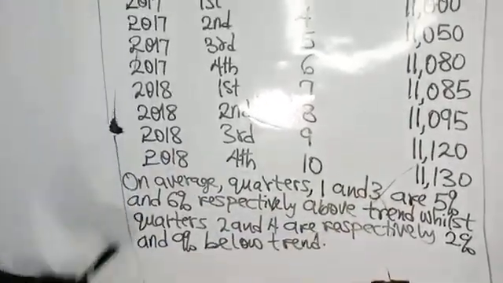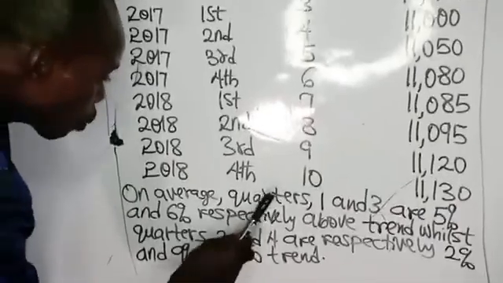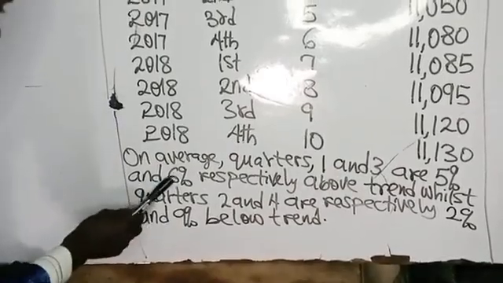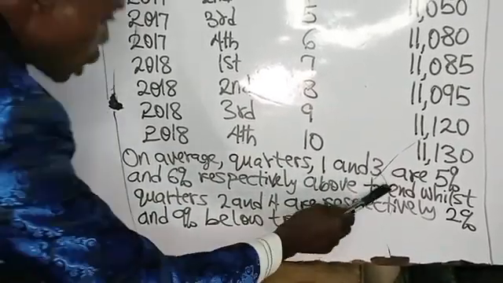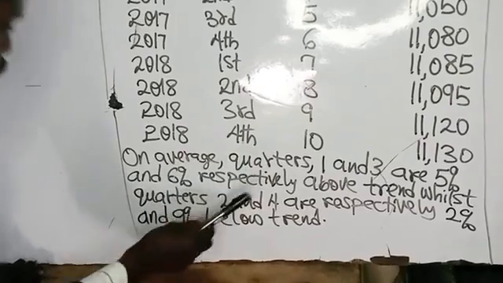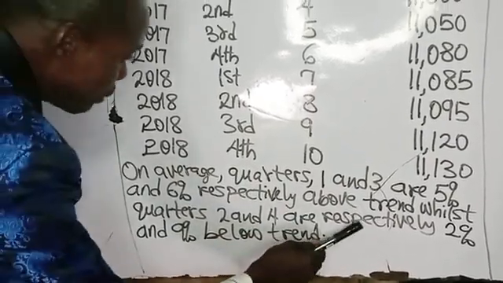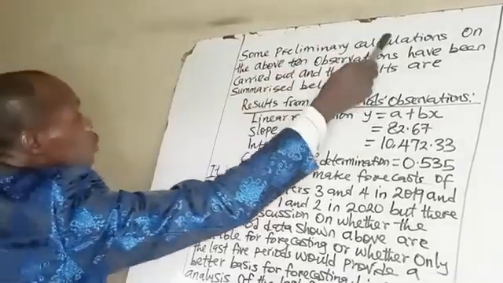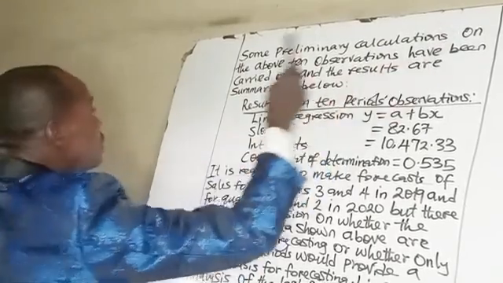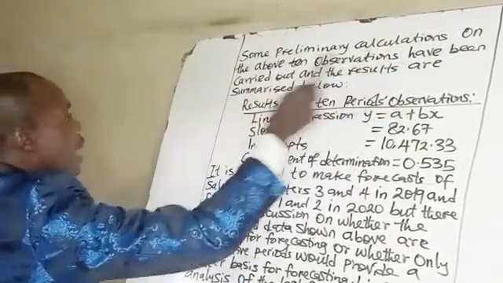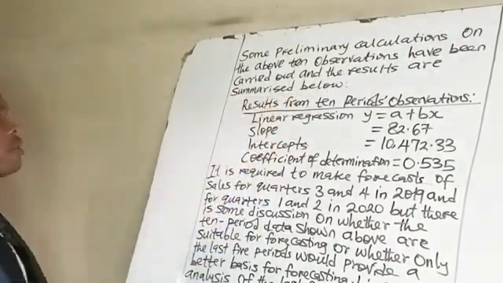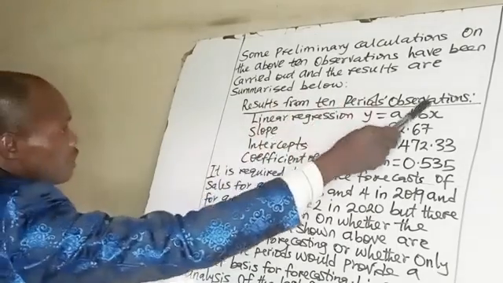2018 fourth quarter, 11,130. On average, quarters 1 and 3 are 5% and 6% respectively above trend, while quarters 2 and 4 are 2% and 9% respectively below trend. Some preliminary calculations on the above 10 observations have been carried out, and the results are summarized below.